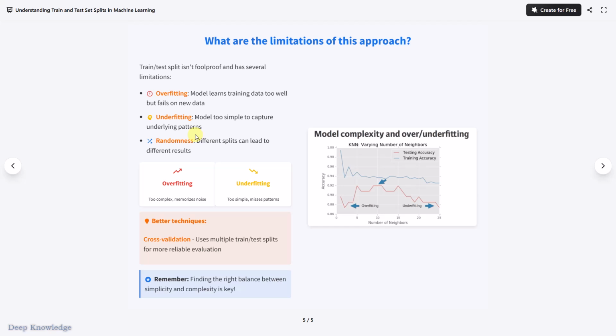So a better technique is to use cross validation, which uses multiple train test splits for more reliable evaluation. If you would like to evaluate your model correctly, you have to use cross validation. And remember, finding the right balance between simplicity and complexity is the key. I think that's it for today.